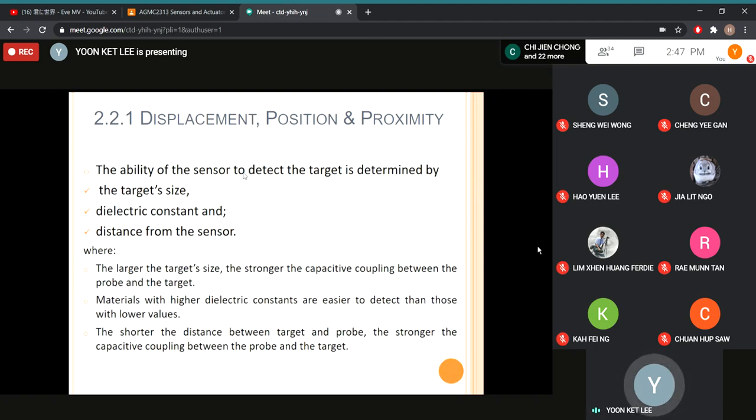So the ability of the sensor to detect the target is determined by the target size, dielectric constant, and also the distance from the sensor. These three, okay, will affect the usage of the sensor. The larger the target size, the stronger the capacitive coupling between the probe and the target. For the material, some materials have a very high dielectric constant and some very low. And the shorter the distance between the target and the probe, the stronger the capacitive coupling between the probe and the target. That means this one.